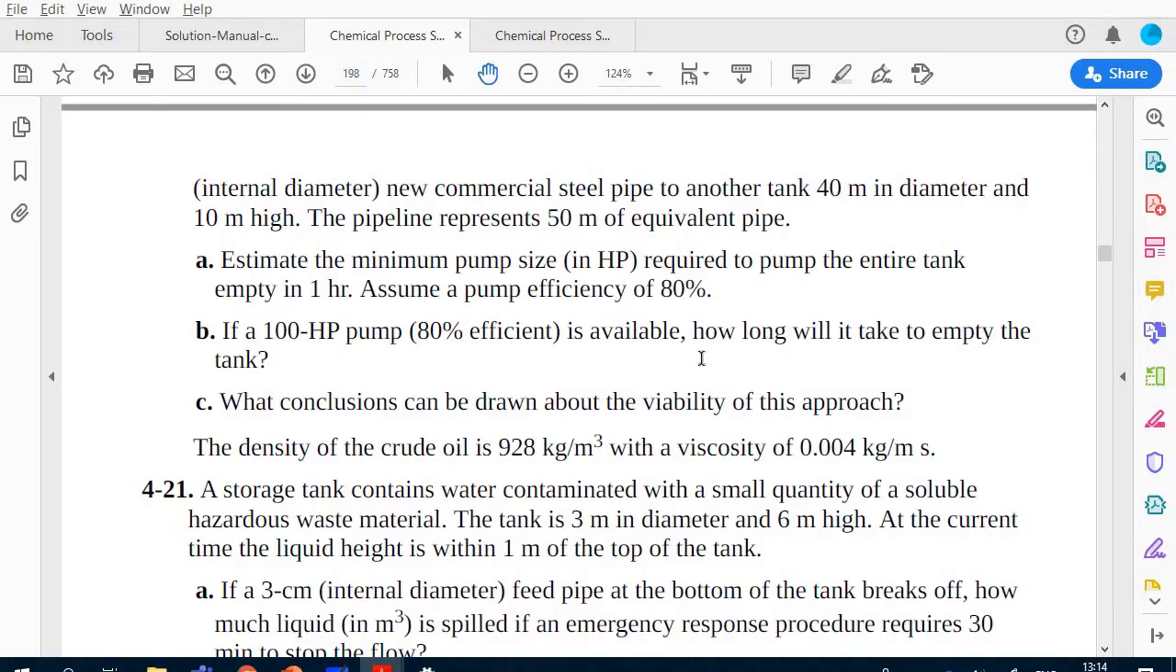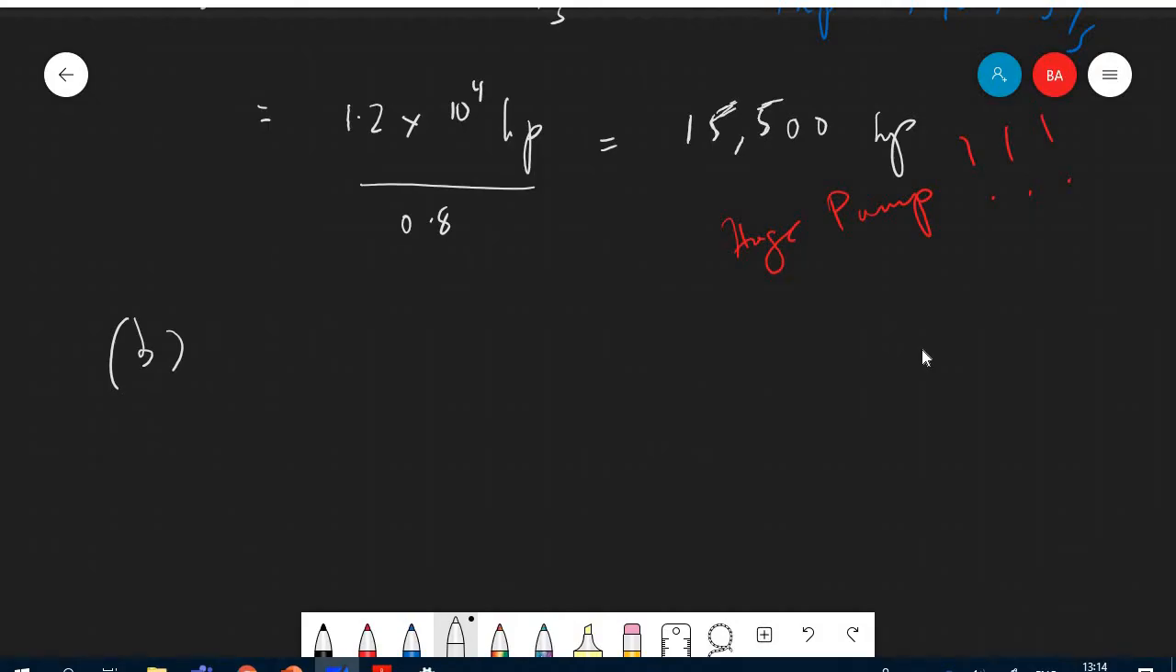So the second part of the question is telling me, now, okay, you're saying it's not possible. I'm going to bring you a 100 horsepower pump, which is also 80% efficient. How long will it take to empty the tank? Okay, so I'm telling you what is the horsepower now.